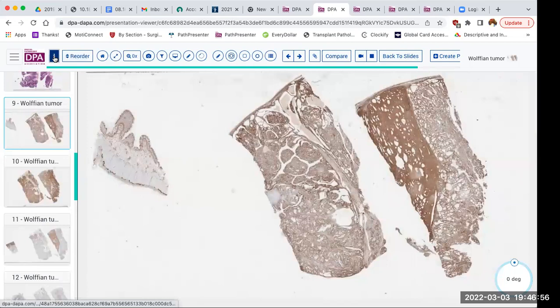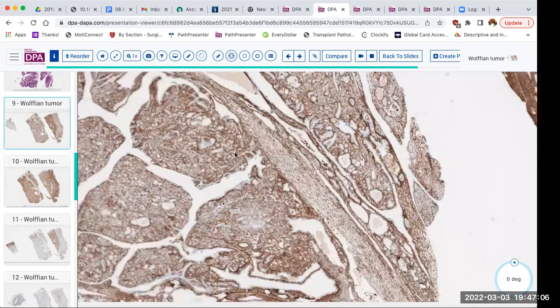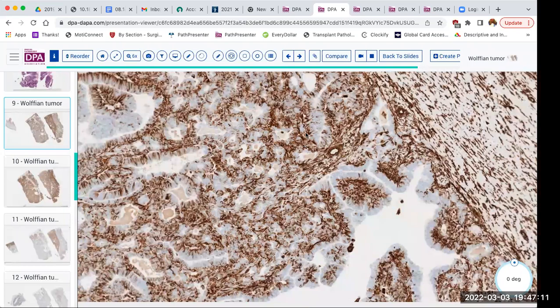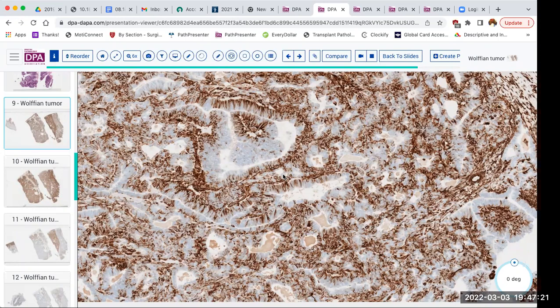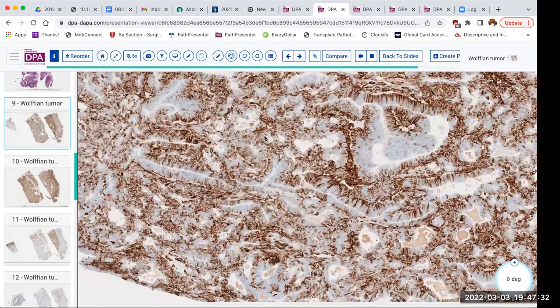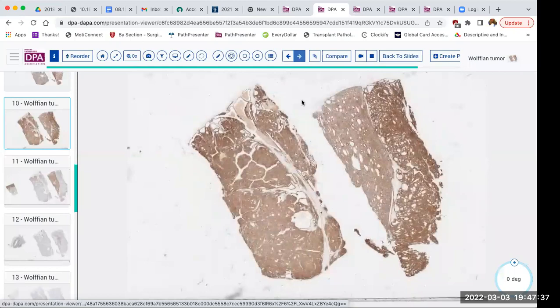Here is our vimentin stain. And as you can see, some elements of this are positive, the intervening stromal elements of the tumor. And even these columnar cells have some vimentin positivity. Now, of course, endometrioid tumors can have that type of vimentin expression as well. So that didn't totally exclude the possibility of endometrioid carcinoma.